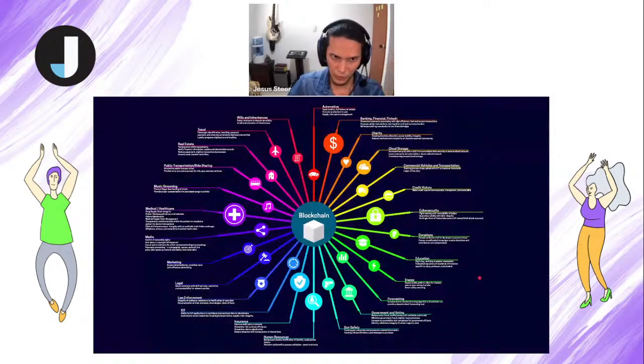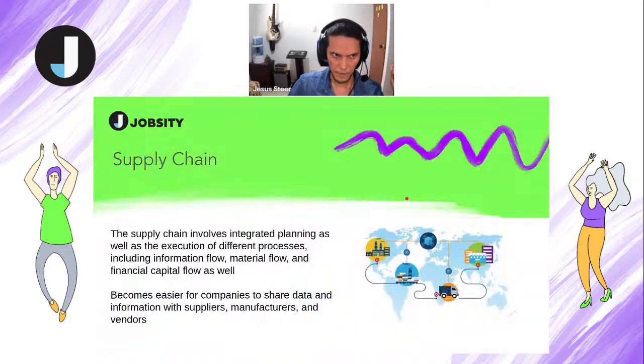So here we have the full picture of use cases of blockchain. Probably you can read this, but we will go through some of these examples. Let's talk about supply chain.